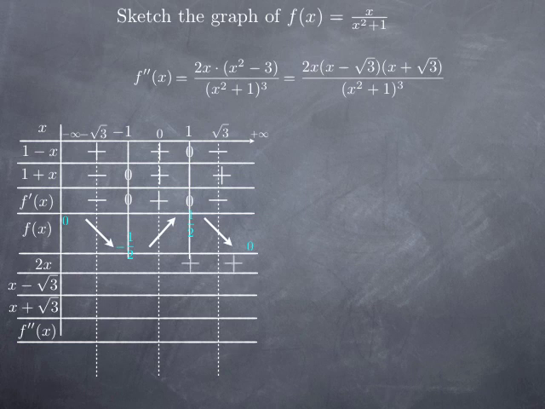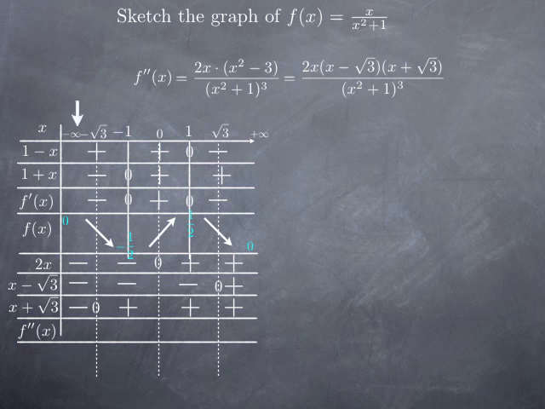2x is positive if x is positive, 0 at 0, and negative for x negative. X minus root 3 is positive if x is greater than root 3, it is 0 at root 3, and it is negative for x less than root 3. X plus root 3 is positive if x is greater than negative root 3, that is on the right of negative root 3. It is 0 at negative root 3 and negative for x less than negative root 3.